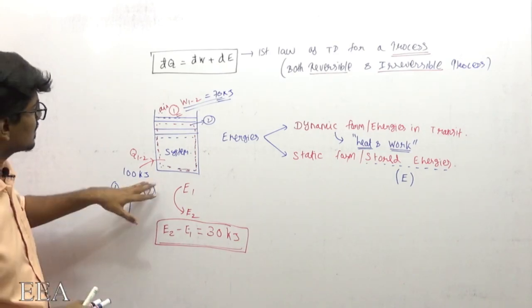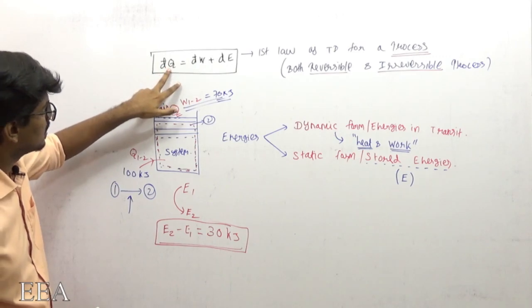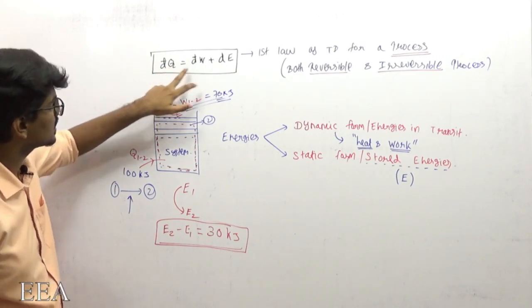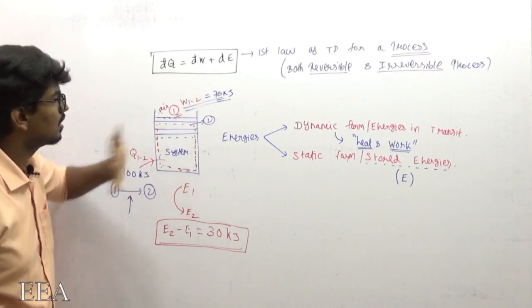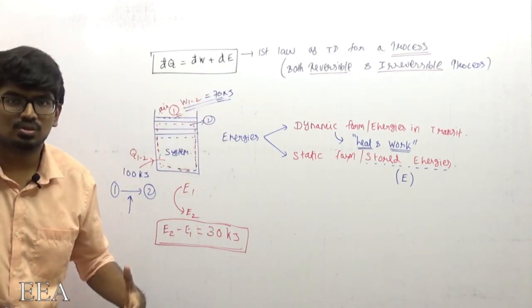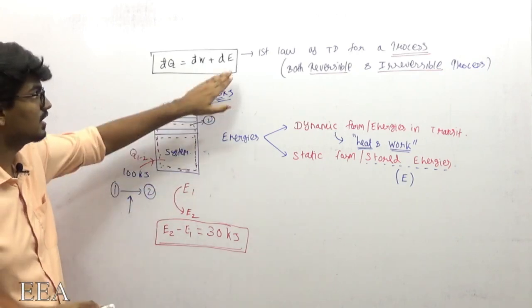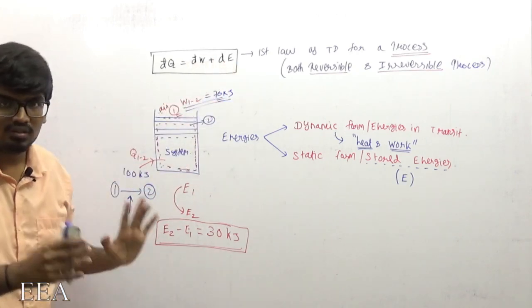If a process is happening, I am supplying some heat, some energy into it. Some will be converted into work. Some will be stored in the body itself. In which form will it be stored? We will see that. There are different forms of stored energy, and we will see about that.